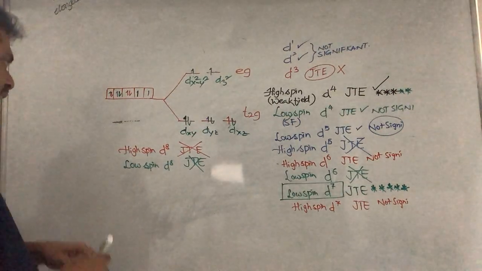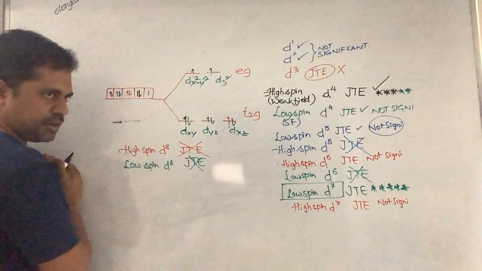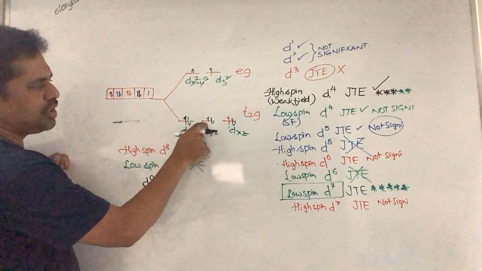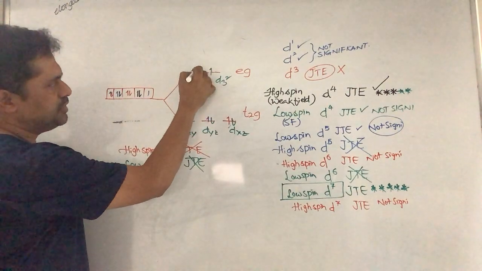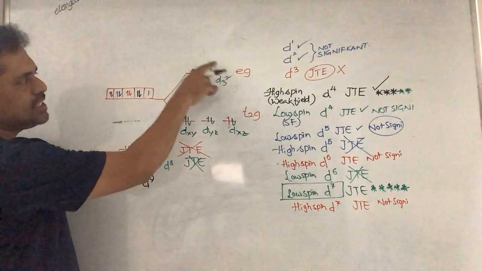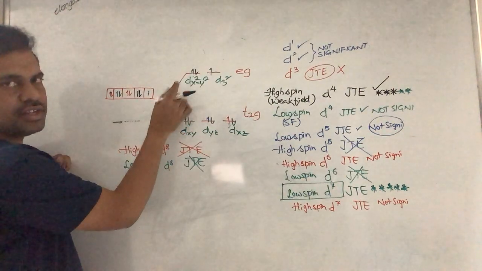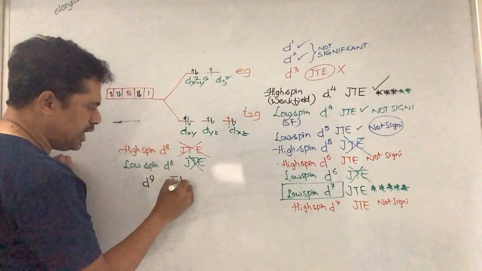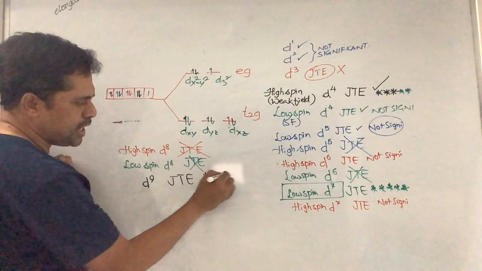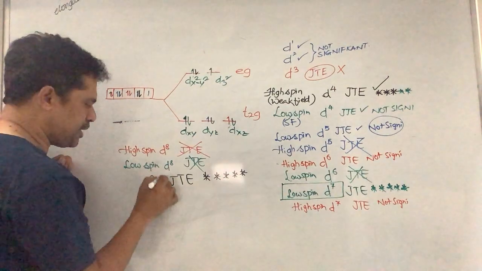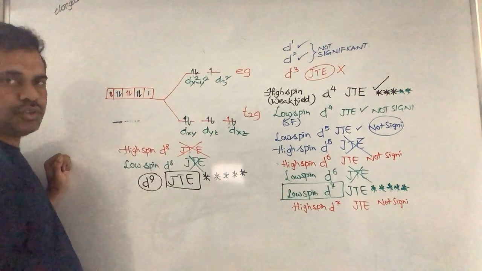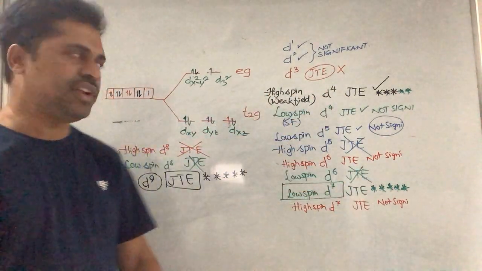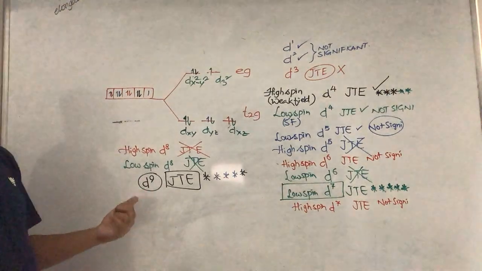Now coming to d9. For d9, low spin or high spin, there is no need to discuss. d9: 1, 2, 3, 4, 5, 6, 7, 8, 9. It is 100% not symmetrical. One orbital has 2 electrons, more repulsion, and the other has 1 electron, less repulsion. So definitely the Jahn-Teller effect is going to be significant here. So you need to remember these: high spin d4, low spin d7, and d9.